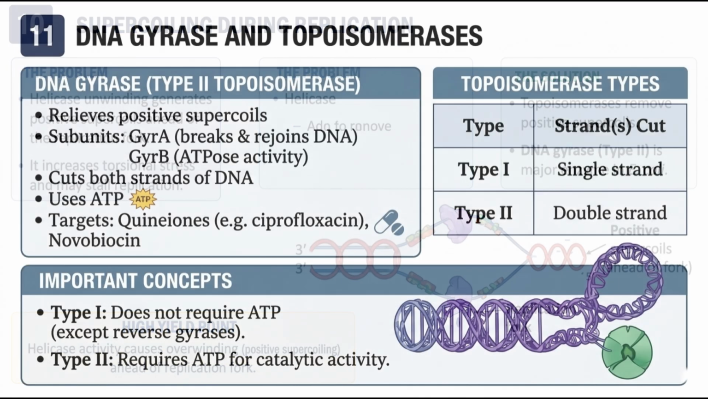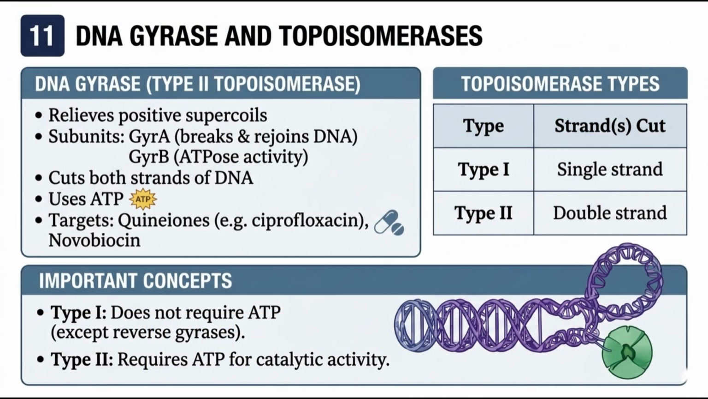DNA gyrase and topoisomerases. DNA gyrase is one of the most important bacterial topoisomerases. It is a type 2 topoisomerase that removes positive supercoils ahead of the replication fork. DNA gyrase contains Gyrase A subunits, which cut and rejoin DNA, and Gyrase B subunits, which hydrolyze ATP.